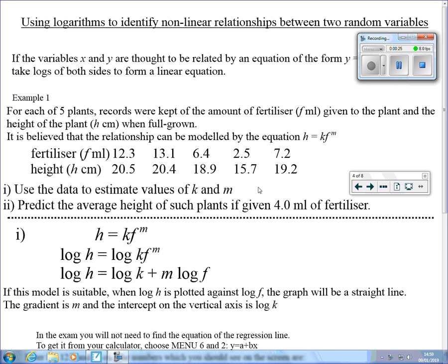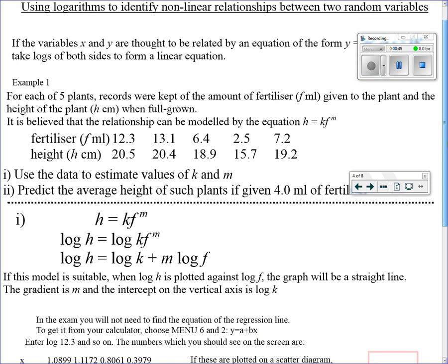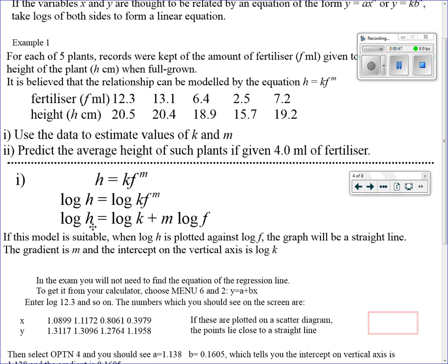In this example, it was believed that the relationship could be modeled by the equation h equals kf to the power m. You need to think very clearly about which letters are the variables and which are the constants. In this one, f and h are the variables. So when we take logs of both sides, we get the log of h is the log of k plus m times the log of f. The variables are going to be log h and log f.